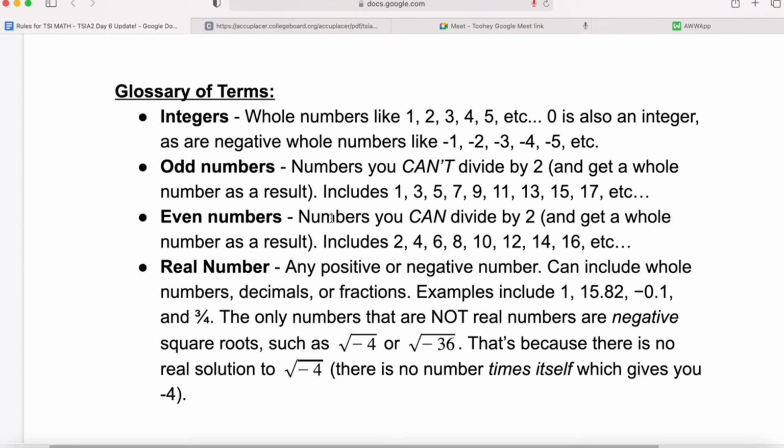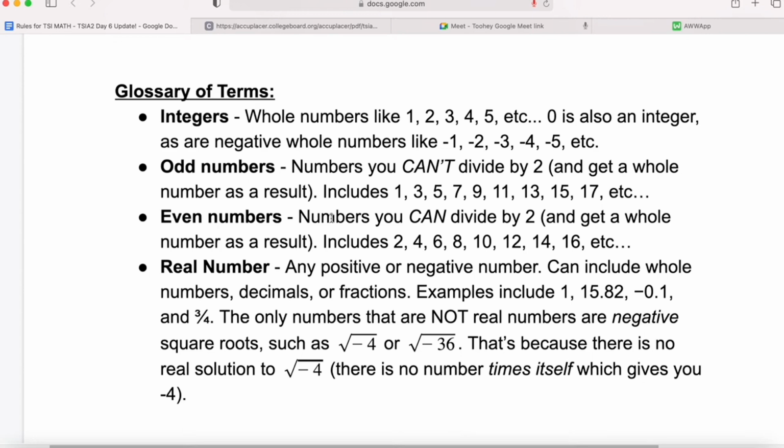Go ahead and go to the glossary on the rules for TSI Math. Last bullet point there in the glossary. Go ahead and read that bullet point for me, please. Any positive or negative number can include whole numbers, decimals, or fractions. Examples include 1, 15.82, negative 0.1, and 3/4. Basically, any number you can think of is a real number.